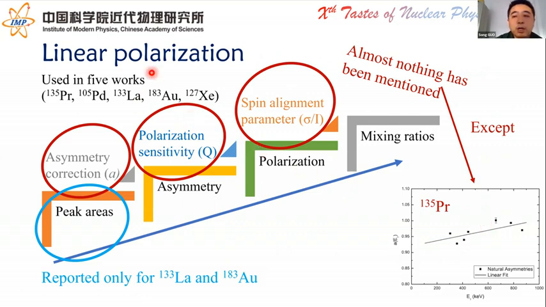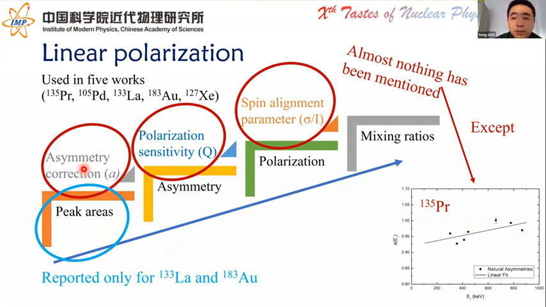Another experimental approach is the linear polarization measurement. For such an analysis, there are some experimental inputs. First of all, the peak areas, which are reported only for two works, lanthanum-133 and gadolinium-183, among all the five works.